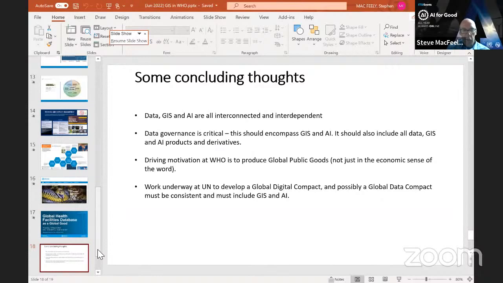Also, just to note, in the broader UN, there's a lot of work underway now to develop a global digital compact. As you may know, a global consultation is open at the moment. There's also tentative work underway on developing a global data compact. It's very important that the work being done with UNESCO and others on AI, and the work being done with the groups here today on GIS, that all of the governance work is consistent so that we get the same message in the Global Digital Compact and in the Global Data Compact and in the previous work being done on AI standards.